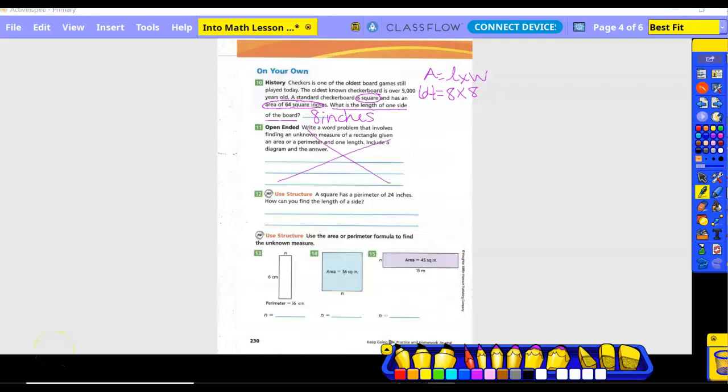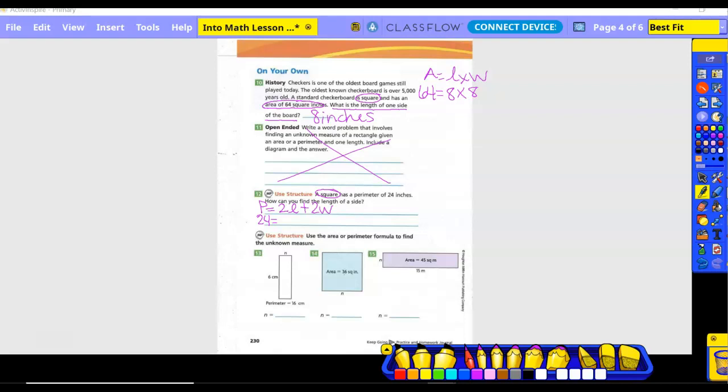Number 12, a square has a perimeter of 24 inches. How can you find the length of one side? So what's our formula? Perimeter equals 2L plus 2W. So we need to plug in our stuff. What's our perimeter? 24 equals, and then we have a square. So once again, a square has what? 4 sides that are all the same length, right?